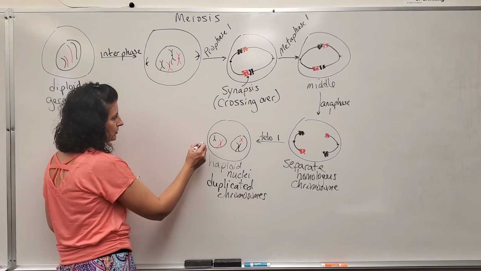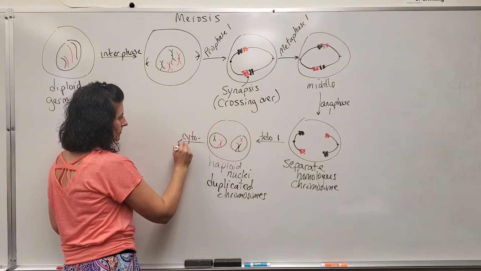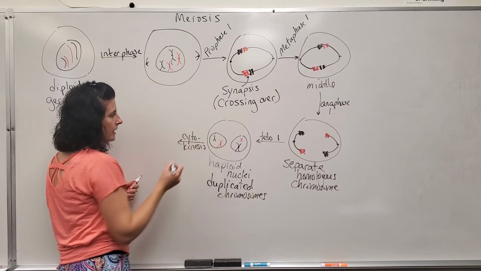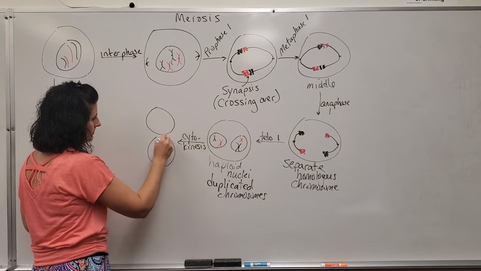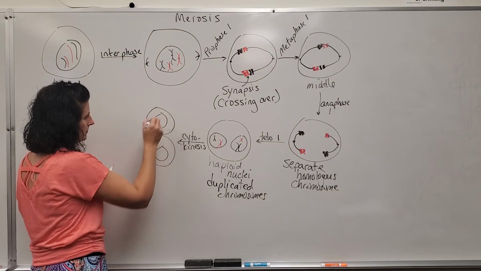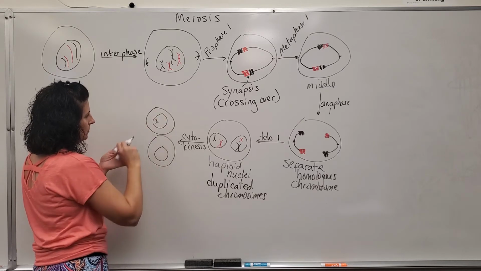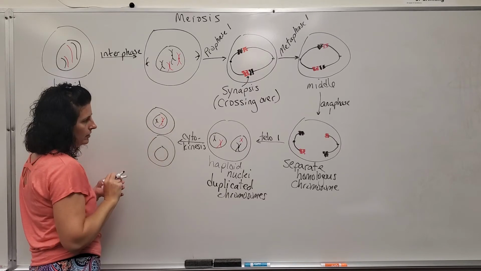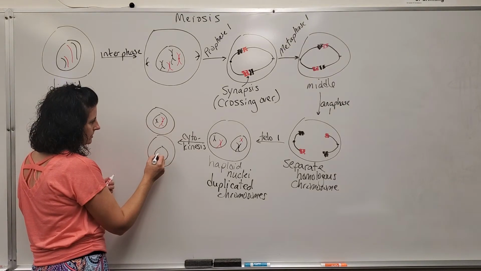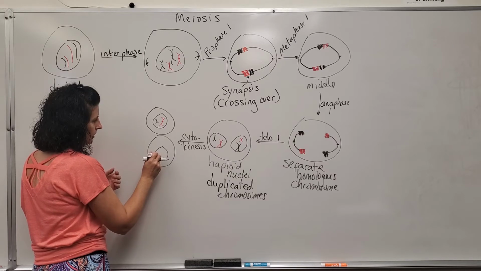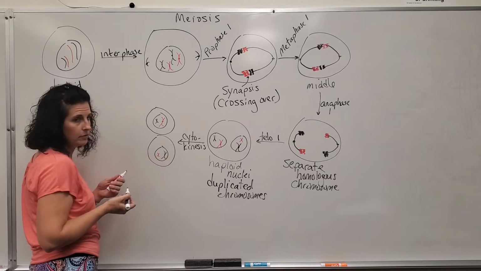Okay, so now we need to go through cytokinesis and divide this cell into two. Okay, so this one has chromosome 1 from the sperm and chromosome 2 from the egg, and this one's the opposite. It has chromosome 1, the shorter one, from the egg, and chromosome 2 from the sperm.